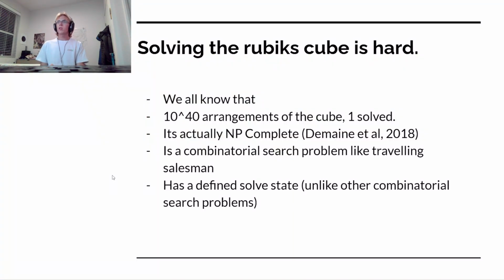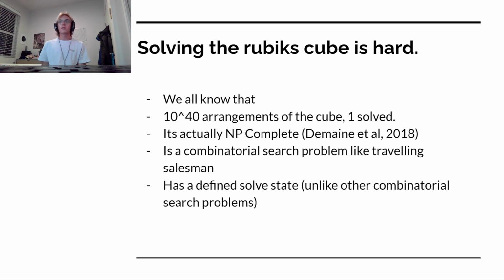So, solving the Rubik's Cube is hard. If you ever tried it, it's pretty hard. It's because there's 10 to the 40 arrangements, and exactly one of them is solved. Additionally, you can do many different moves to get to the same state, like moving it this way is the same as moving back 3 times.